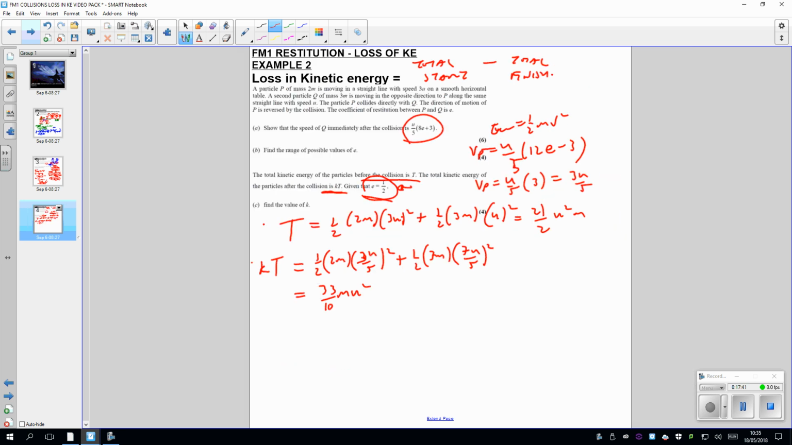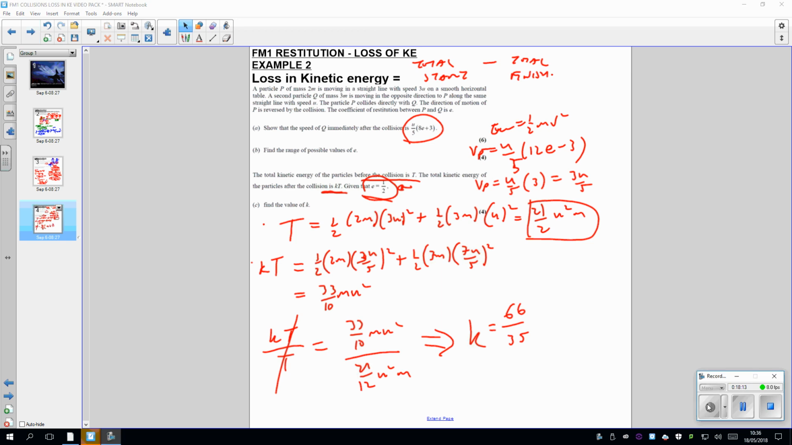Great. I want K. So it seems to me KT over T is the same as 33 over 10 mu squared over 21 over 2 u squared m, which implies the T's will cancel, the m's and the u squareds will cancel, so I get 33 over 10 divided by 21 over 2, so that's 66 over 35. I can see what I've done wrong here. I put 12 and not 2. Okay, cool. So it's not 66 over 35. The answer is 11 over 35.